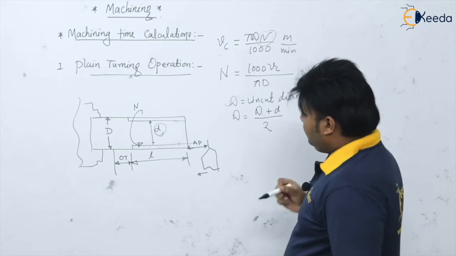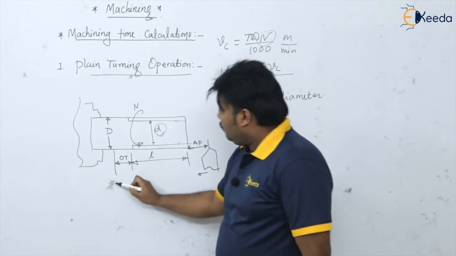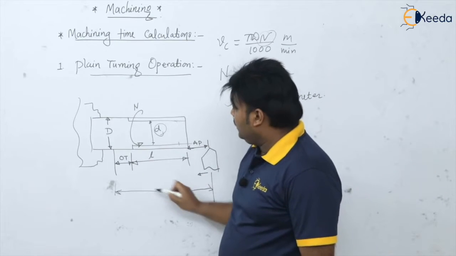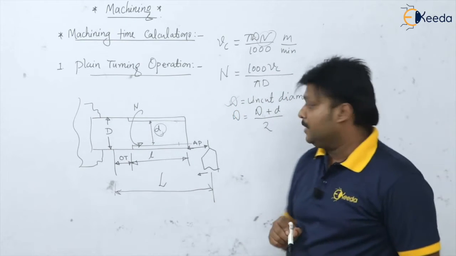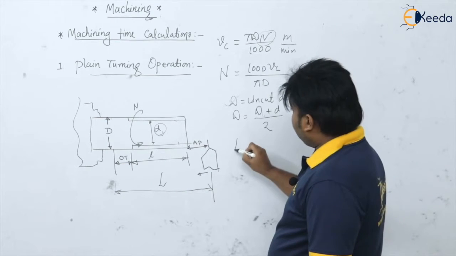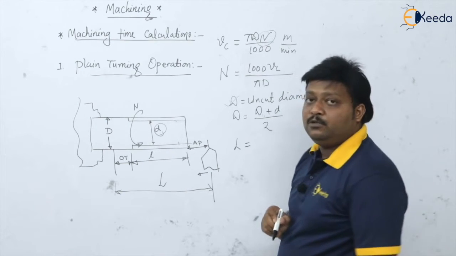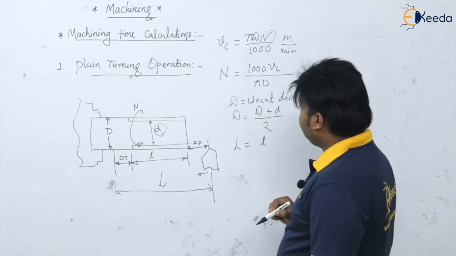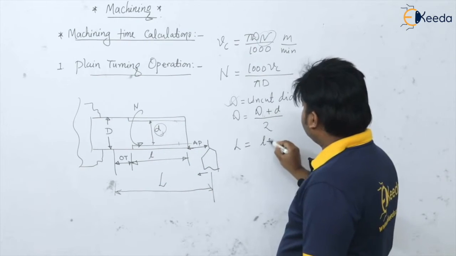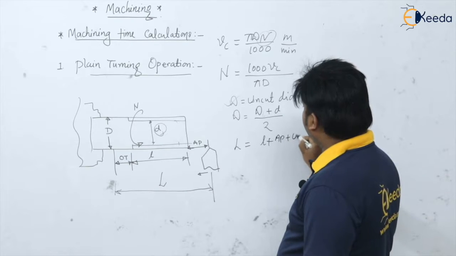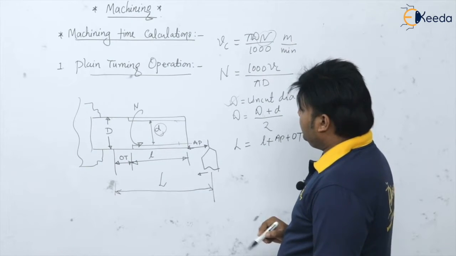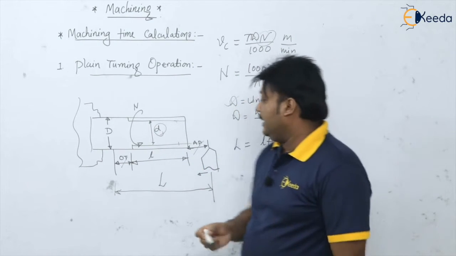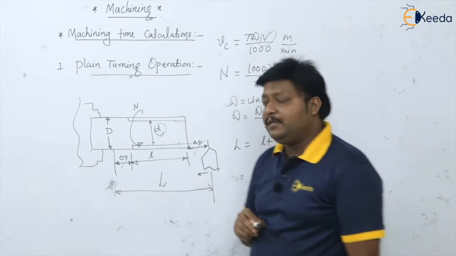Now we are interested in finding the total length traveled by the tool. Say it is equal to capital L. The total travel length of the tool will be equal to the length of the machined part, small l, plus approach if given, plus over travel. These are the optional things. If they are given, then only take them; otherwise you can directly take small l as capital L.